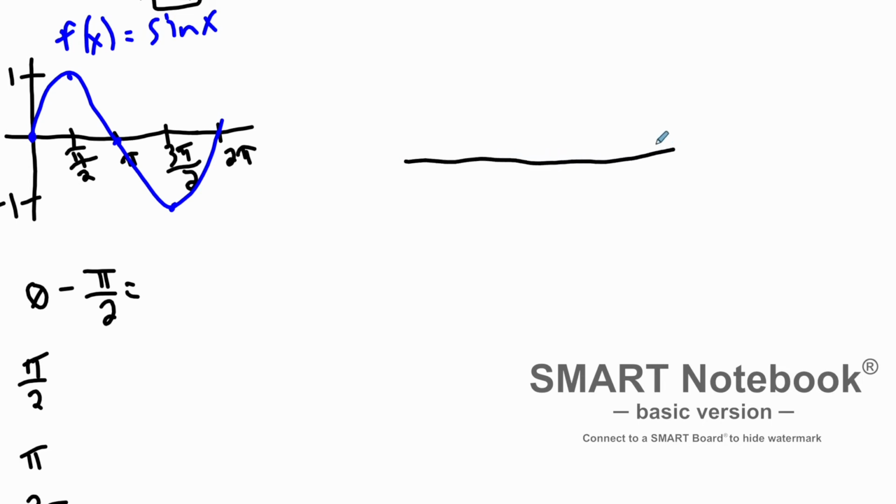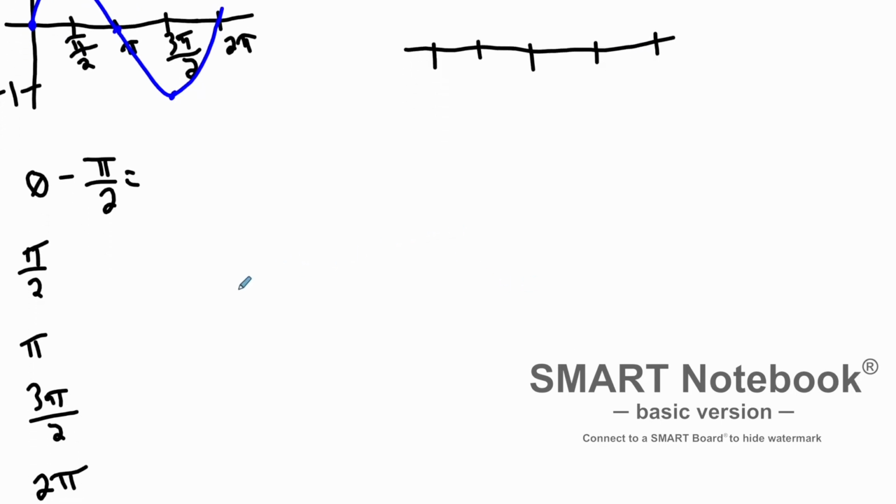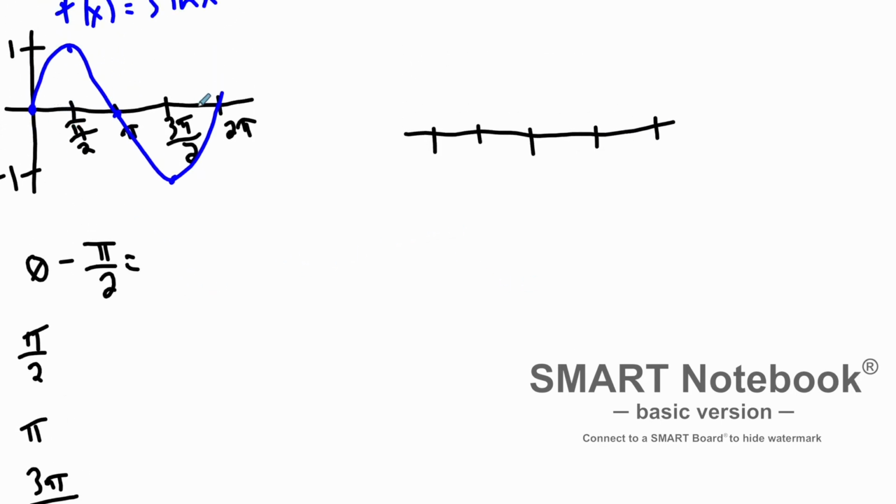That's a little better. All right, start out with an x-axis, and I'm going to put 1, 2, 3, 4, 5 lines. All right, there's 5 points: 0, pi over 2, pi, 3 pi over 2, 2 pi. There's 5 points, so I put 5 lines. I'll fill the y-axis in later.